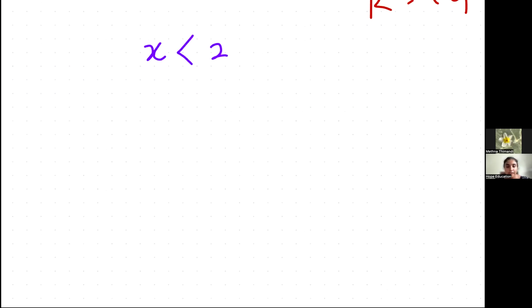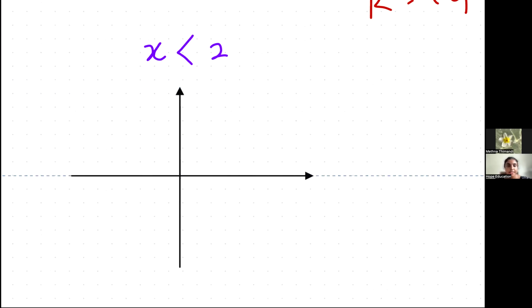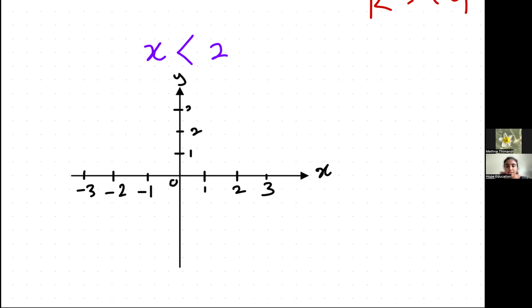First I'll draw a Cartesian plane. How do we draw a Cartesian plane? This is the y axis. This is the x axis. Right? I'll mark a few points. This is 0. This is 1, 2, 3, then -1, -2, -3. Here 1, 2, 3, -1, -2, -3, like that. So this is a Cartesian plane.